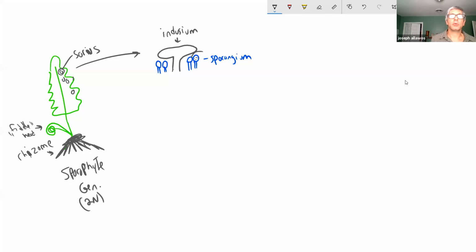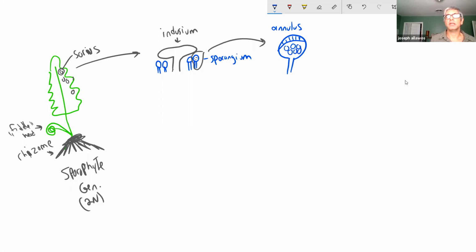So now if we blow up one of these sporangia, this is kind of cool to do. What we see is, it looks like this. It's got this little mohawk like this. And the little mohawk is called the annulus. And the annulus, these annular cells, as they're called, are important in the dehiscence, or the shedding of the spores.